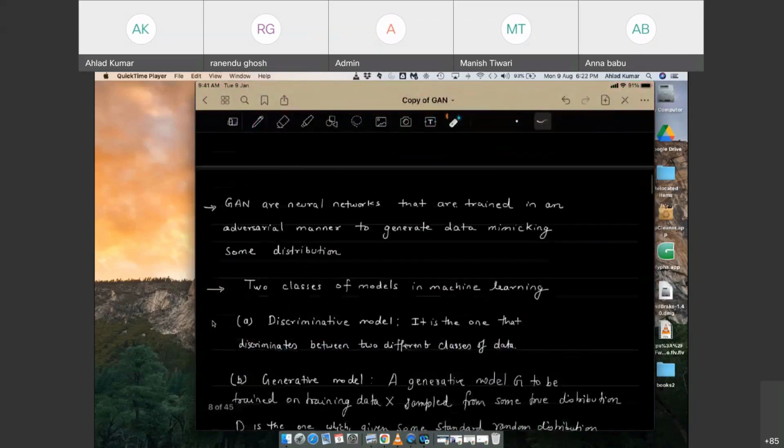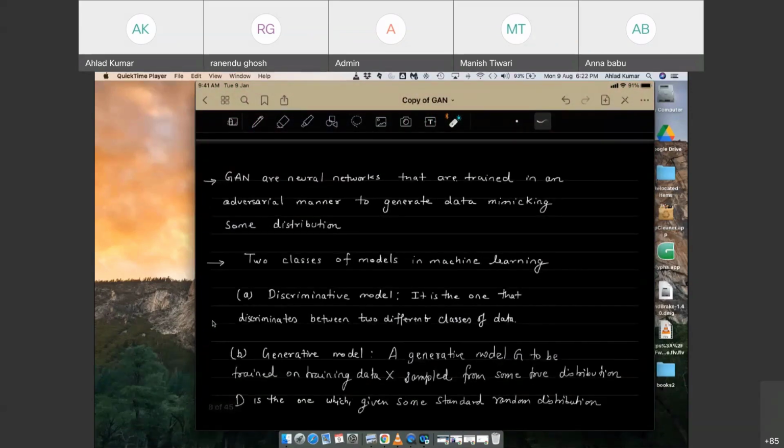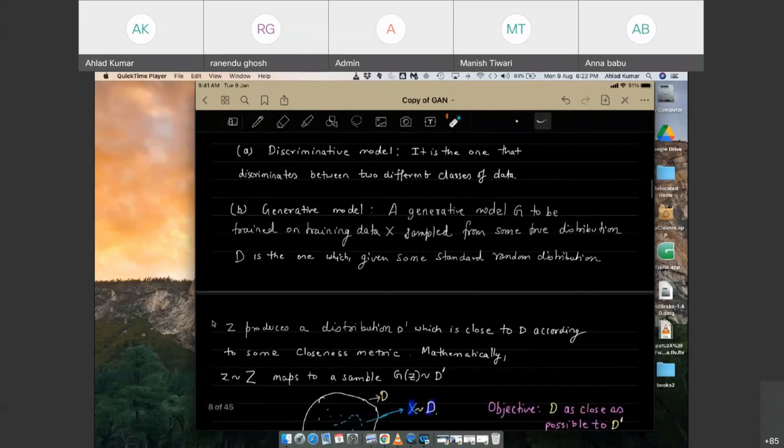Okay, so now we have discussed the two classes. First is the discriminative model class, which discriminates between two classes of data, and the second one is the generative model. I have written about the generative model: a generative model G is trained on training data X sampled from some distribution D, and given some random input Z, it produces a distribution D hat which is close to D according to some closeness metric.